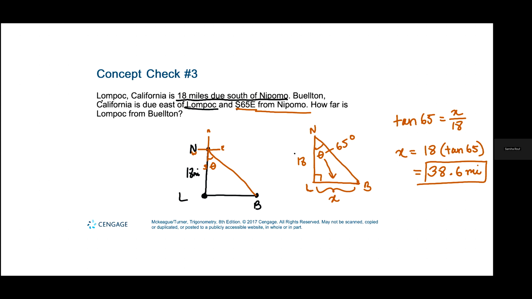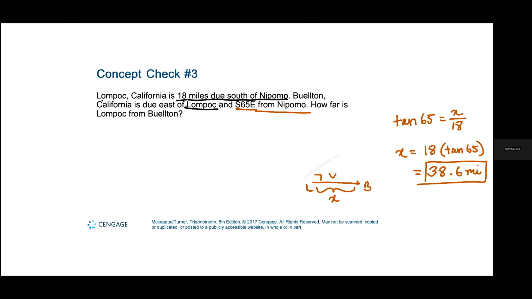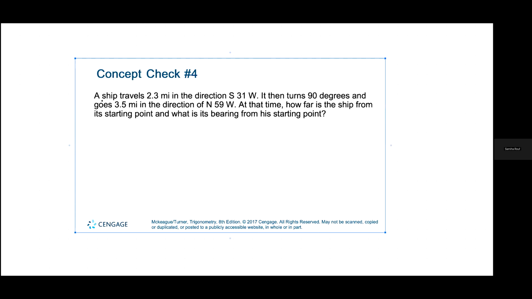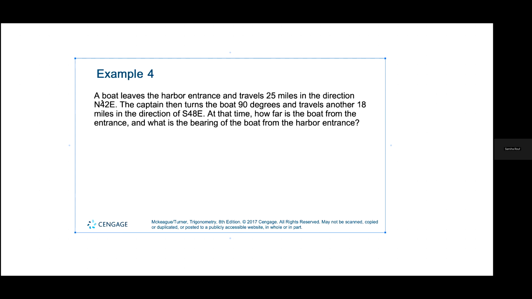Okay, so in these two examples, we were able to construct a right triangle very easily. Let's look at an example that has more than one bearing to it. Just cleaning up before I go to the next slide, because all these markings just end up on the next slide. So okay, example 4.